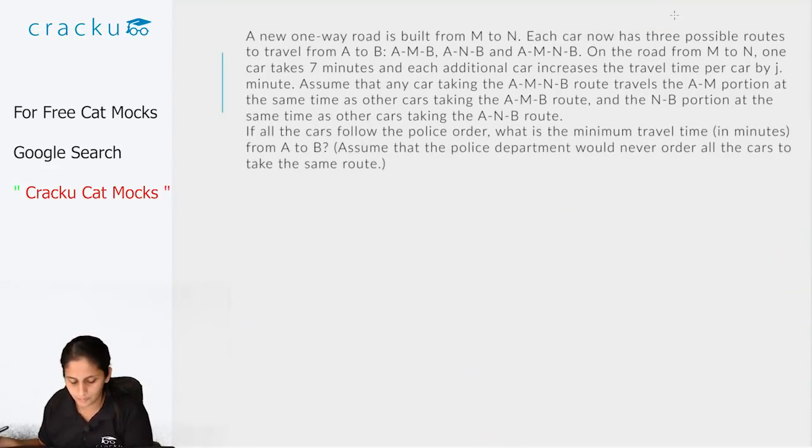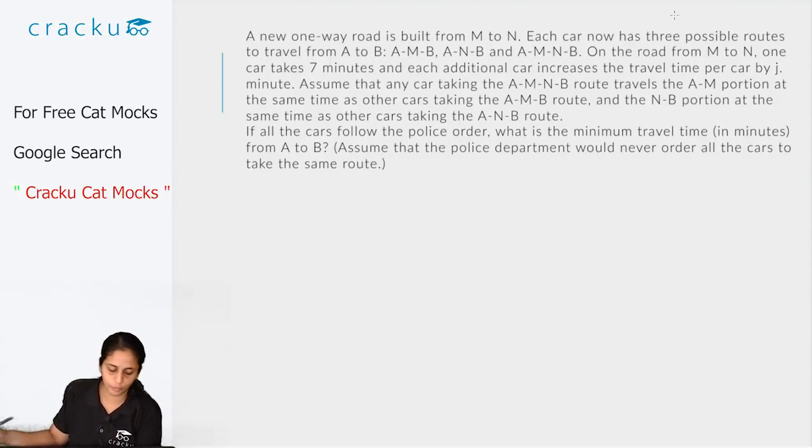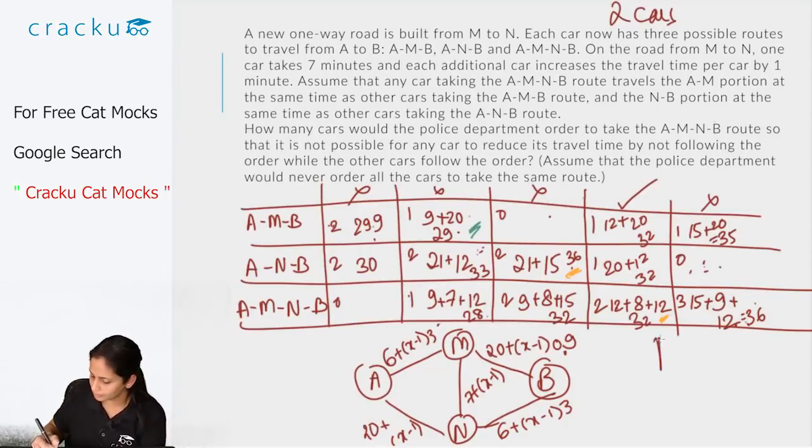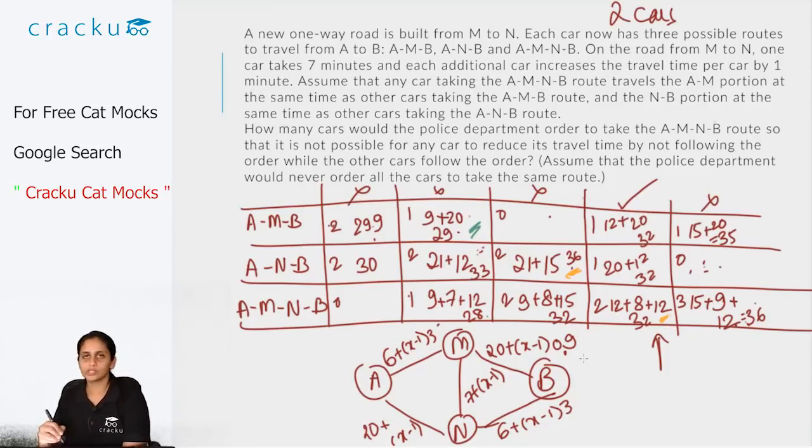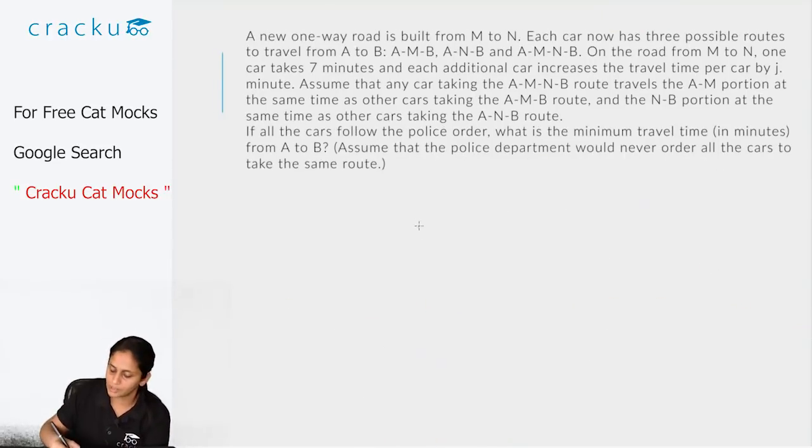The same setup: if all the cars follow the police order, what is the minimum travel time from A to B? The minimum travel time that we saw over here is 32 minutes. Once all cars follow those orders, all cars take 32 minutes. So the answer to this question is 32 minutes.